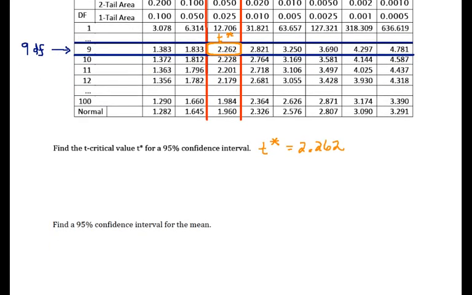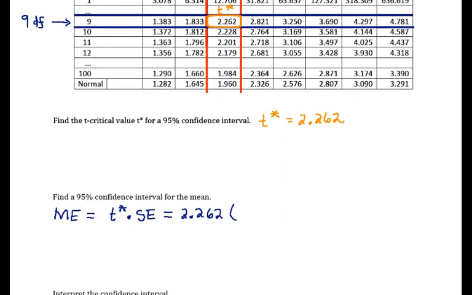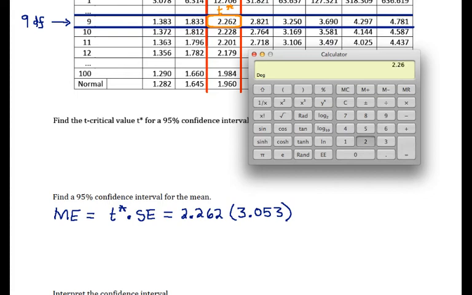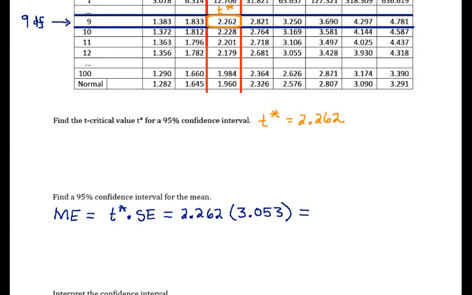Putting these pieces of information together, we can now find a 95% confidence interval. The margin of error is given by the t star critical value times the standard error. So that's going to be 2.262 times our standard error of, I think, 3.053. Yes. Bring in a calculator for that. 2.262 times 3.053 gets me 6.906, if I round that off. Usually when I first write down my margin of error, I take it out a little bit farther than I'm going to ultimately want it, and then decide in the next step how many digits to keep.